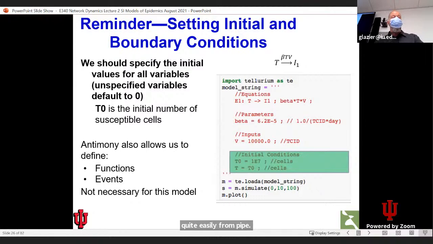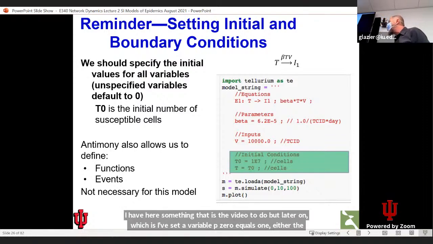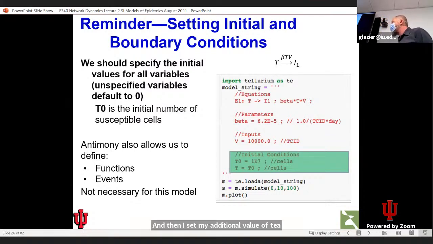So now we're going to specify the initial conditions. And I have here something that is convenient to do, but could cause some issues later on, which is I've set a variable T0 equal to 1e7. And then I've set my initial value of T equal to T0. And in a procedural language, that's not confusing. T0 is given 1e7. At the line after it, T equals T0 assigns T a value of 1e7. We're going to find out in a few minutes that that has some interesting effects. And we have to be aware of those.